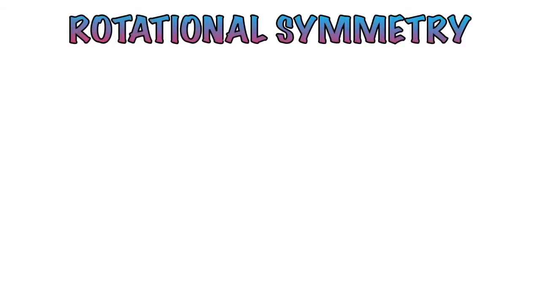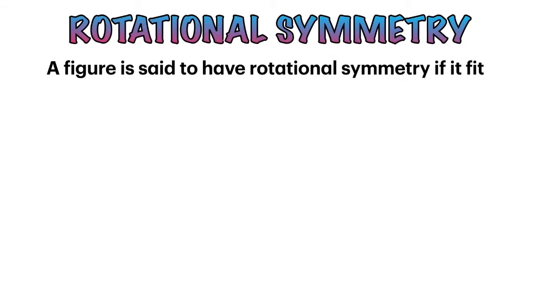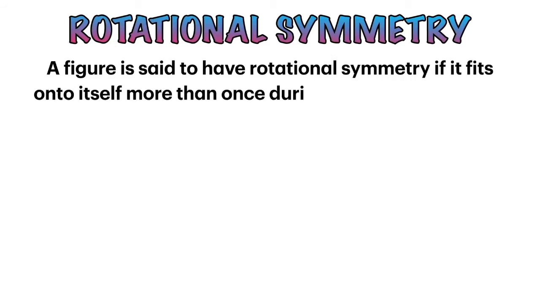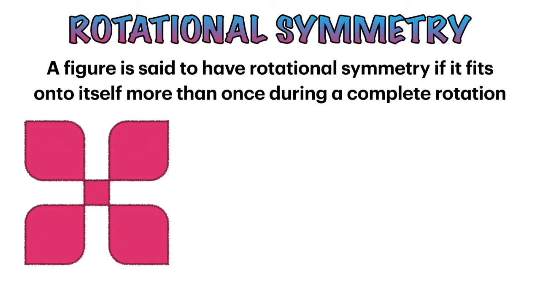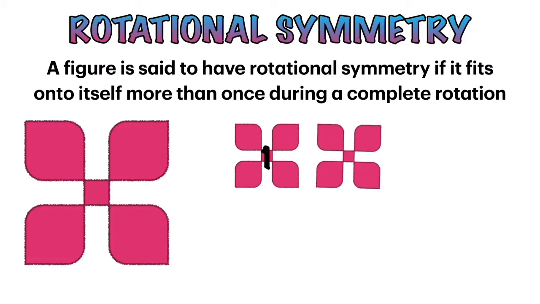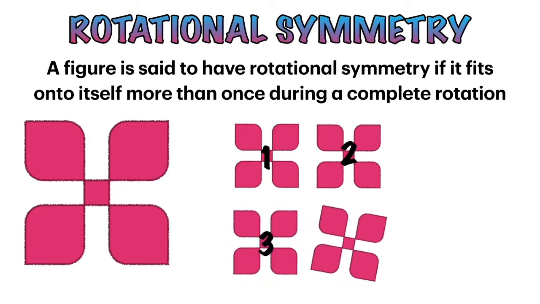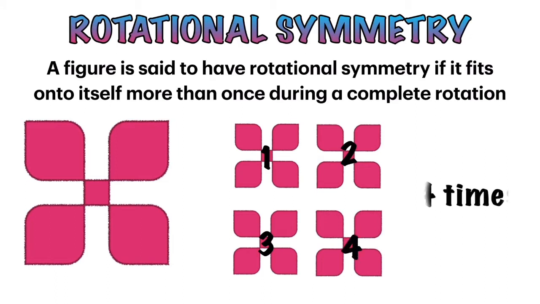So we can say that a figure is said to have rotational symmetry if it fits onto itself more than once during a complete rotation. Look at this flower and check. If we rotate this flower around the center point, we get 4 situations. It means we get 4 identical figures to the previous one. That is, 4 times we get the original shape in one complete rotation.